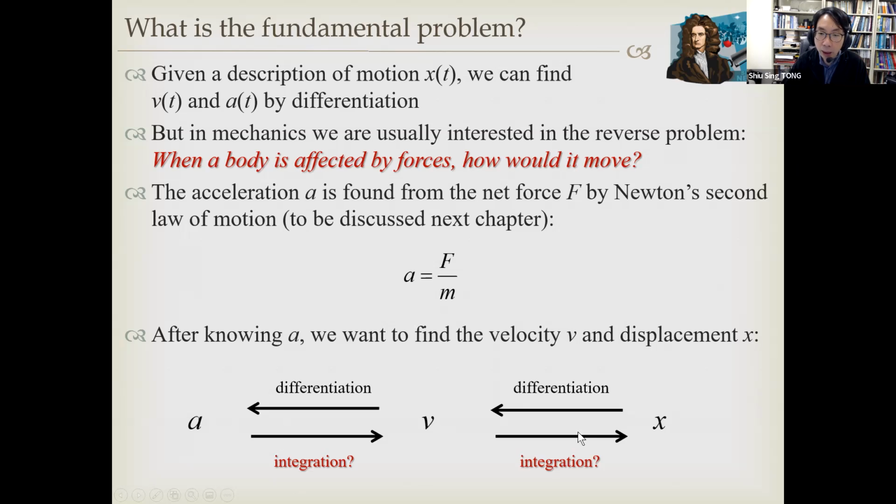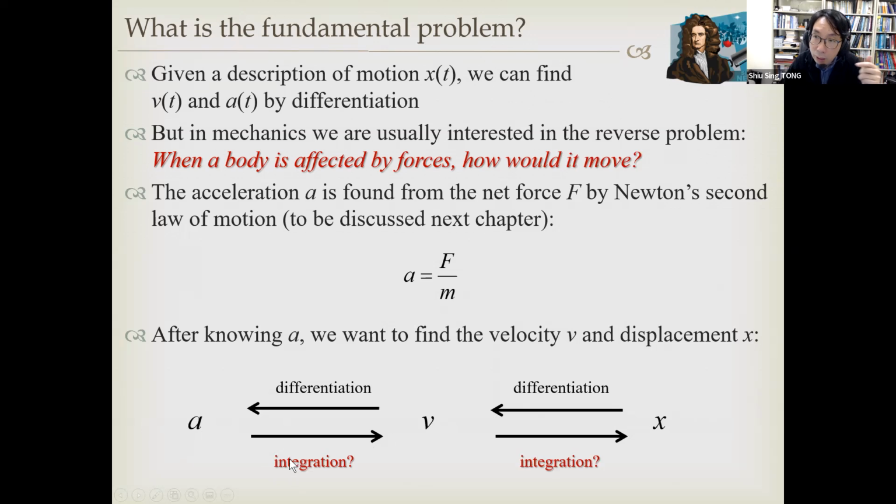Now look at this schematic diagram. When we start our discussion in kinematics, we start with the position as a function of time, and then we differentiate it and arrive at the velocity. And then we differentiate the velocity once more, and we arrive at the acceleration. Now, if we go in the reverse direction, we have the acceleration and we want to find the velocity and then the position of the object.